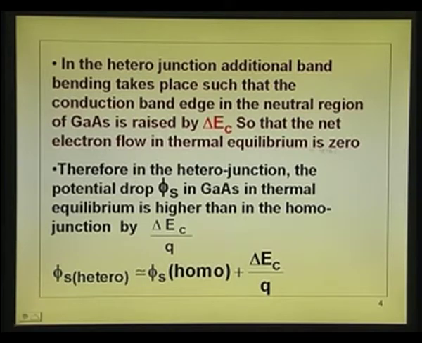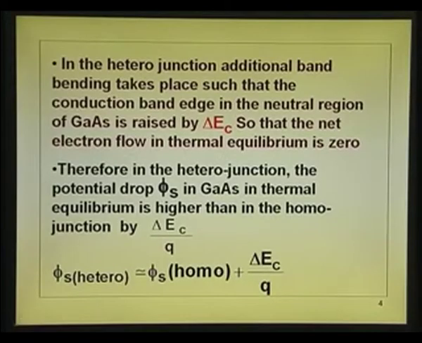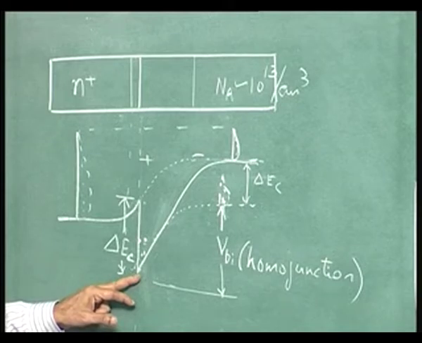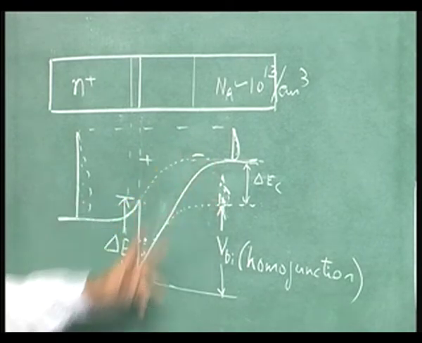I just put it in words here. In the heterojunction, additional band bending takes place such that the conduction band edge in the neutral region of gallium arsenide is raised by delta E c, so that the net electron flow in thermal equilibrium is 0. Whatever I have said now, I have put in words here. Therefore, in the heterojunction, the potential phi s in gallium arsenide, please go back to this board and see the potential phi s here, the built-in potential there is actually larger than the built-in potential in a homojunction by an amount equal to delta E c by q.